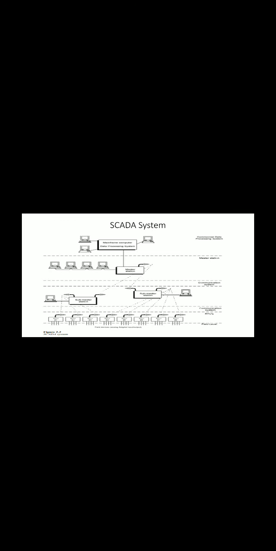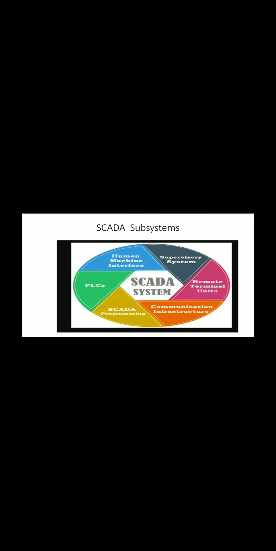In the figure we can see the SCADA system, which consists of master station, submaster station, RTU, communication system. The general layout is being shown in the figure. Now, the SCADA system consists of the HMI, supervisory system, remote terminal units, communication infrastructure, SCADA programming and the PLC.